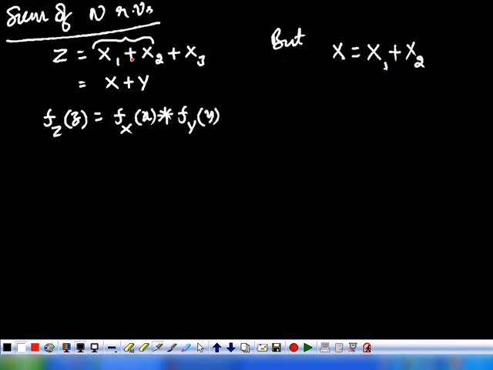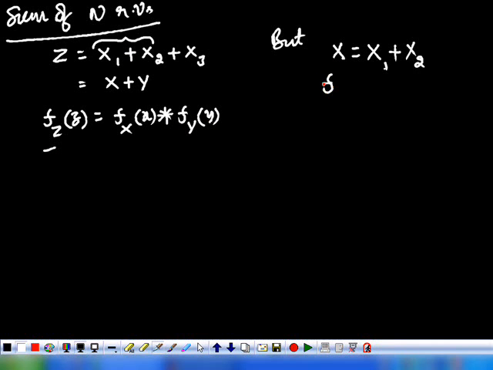See, x1 and x2 are statistically independent, and x1, x2 and x3 are also statistically independent. Understood? These three are independent random variables. Now we are taking x1 plus x2 as x. Then x and x3 are also statistically independent, because x is equal to x1 plus x2. Therefore, both x and y are statistically independent. Therefore, fz of z can be written as fx of x convolution with fy of y.